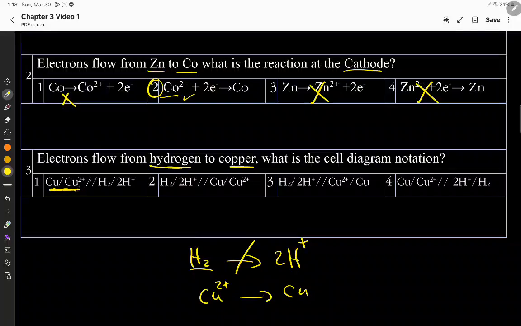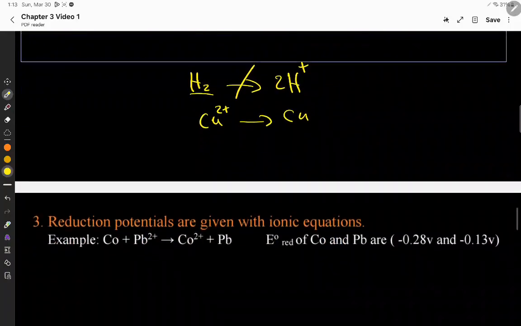Now copper, it started with the cathode. This is wrong. Hydrogen 0 to hydrogen positive is correct, but copper is oxidized. Now we have 2 oxidations. No, we don't have an equation with 2 oxidations. Hydrogen 0 to hydrogen positive, oxidation of hydrogen, true. Copper to positive copper, reduction of copper, true. So this is the correct answer.